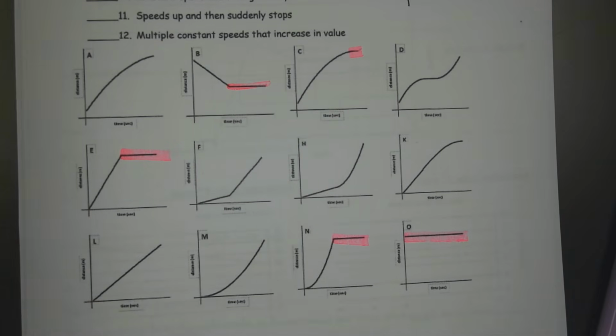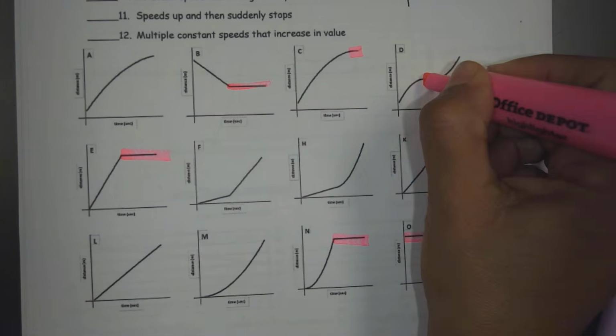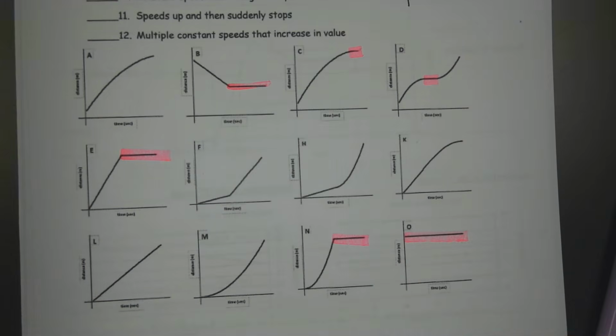Okay, there's not a flat line on letter M. There's not. And not on K. Nope, not on K. There's one more. It's not A. It's not M. It's not N. Where's it at? Not C. We did D. Right here. That one was tricky.